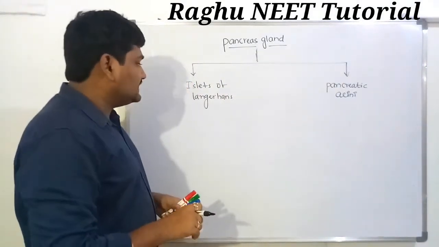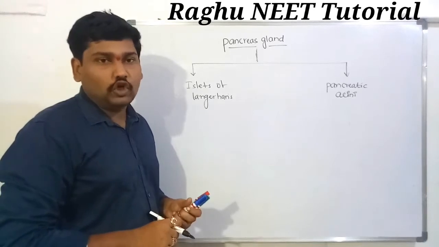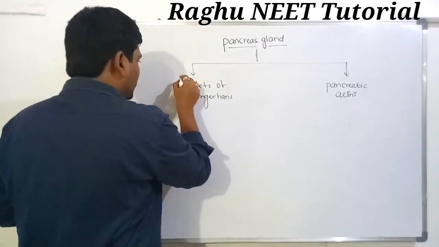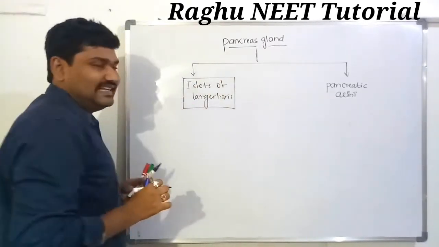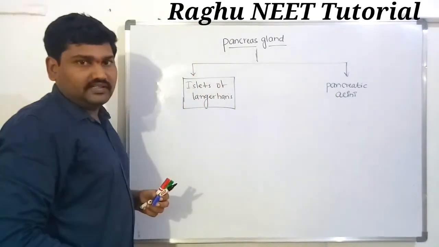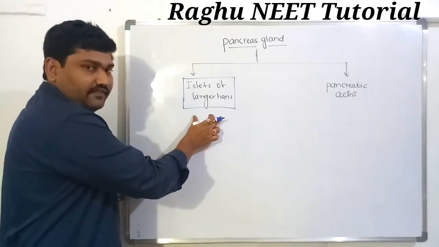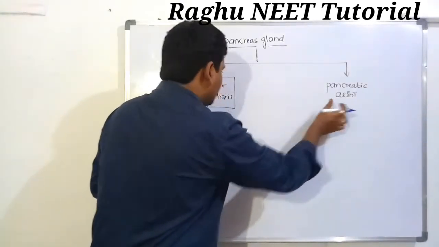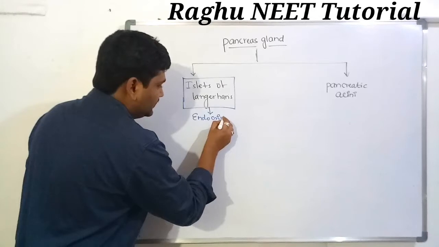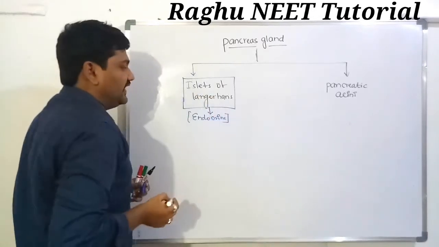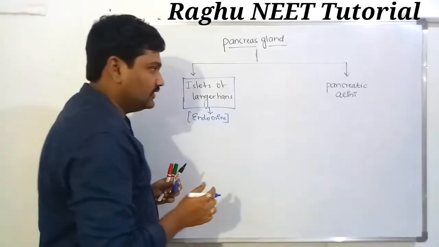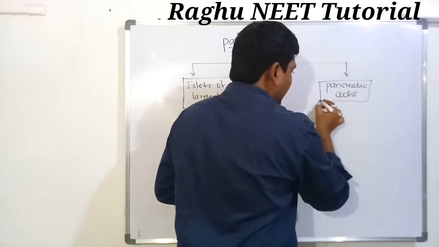The islets of Langerhans show endocrine secretion. These are endocrine glands that secrete only hormones, whereas the others secrete enzymes. So the islets of Langerhans come under endocrine secretion, and the pancreatic acini come under exocrine secretion.